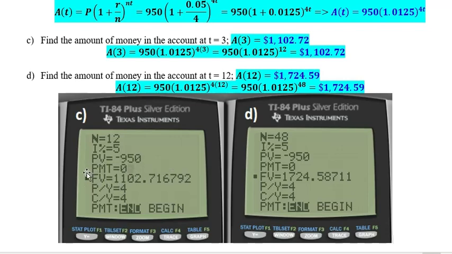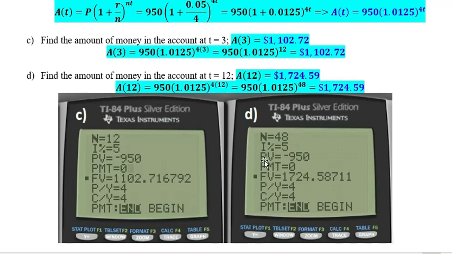PMT, we don't care, this is for annuity. P over Y is 4, C over Y is 4. PMT, again, this is for annuity, we don't care. Then you do alpha solve, you get $1,102.72. The same here. N is 12 years, that is 4 times 12 is 48.